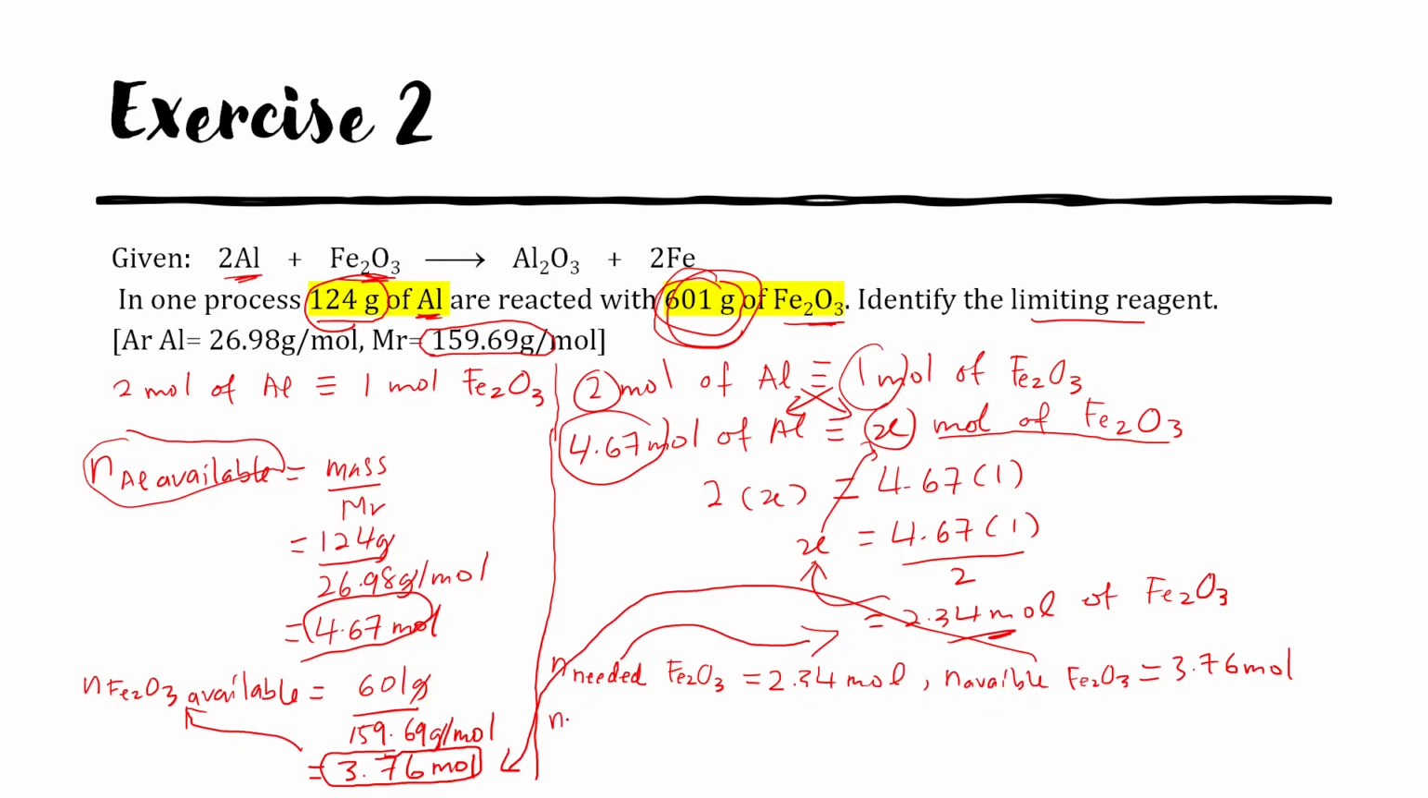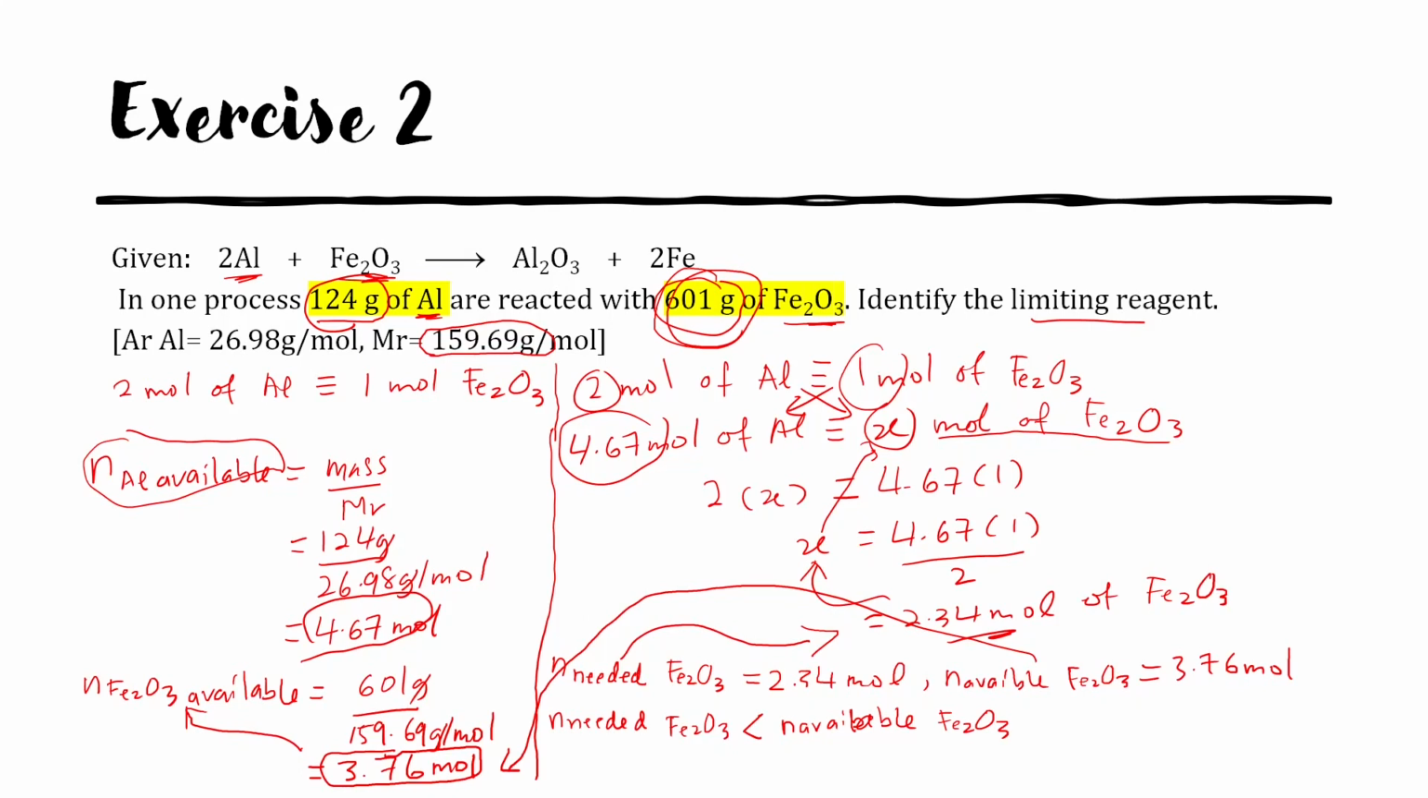Okay, so we can do the comparison, which means that N needed for Fe2O3 is lower than the amount of N available to us. So it means that you have a lot of Fe2O3, but what you need is only a little amount, 2.34. So it means that Fe2O3 will react with Al, whereby Al will be fully consumed.